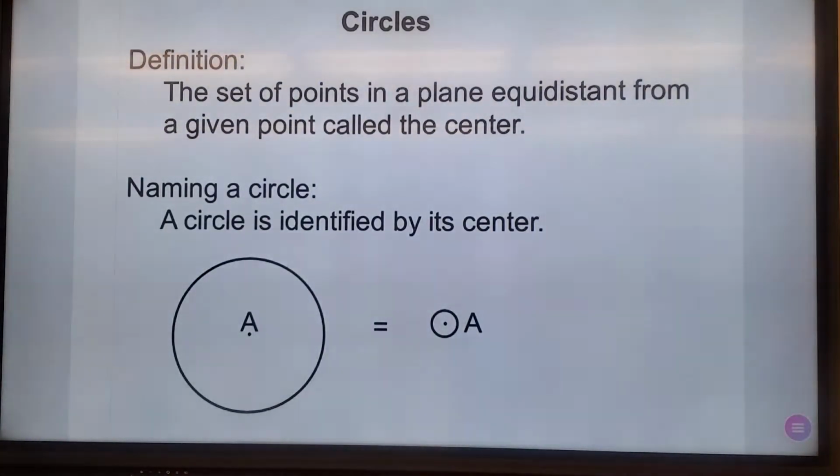Okay, circles by definition. A circle is a set of points in a plane that are all equidistant from a given point called the center. Okay. Naming a circle, this is something you'll have to do on the homework and on any kind of assessment that I give. If you are going to name that circle on the left, you name it by creating a small circle with a dot in the middle, indicating that that is the middle point or the center. So for that example, that is circle A. Again, you do have to have the little circle with the little dot next to the letter that is in the middle of the circle. Okay, so that is circle A.